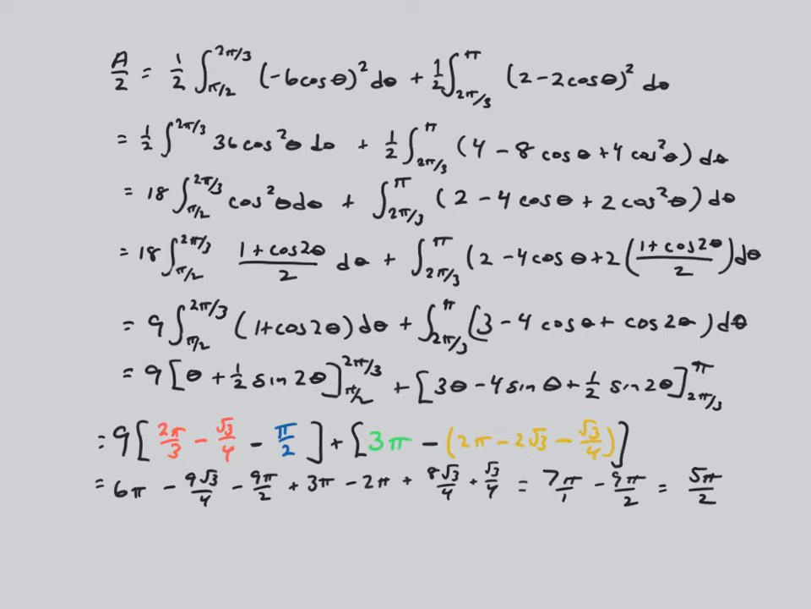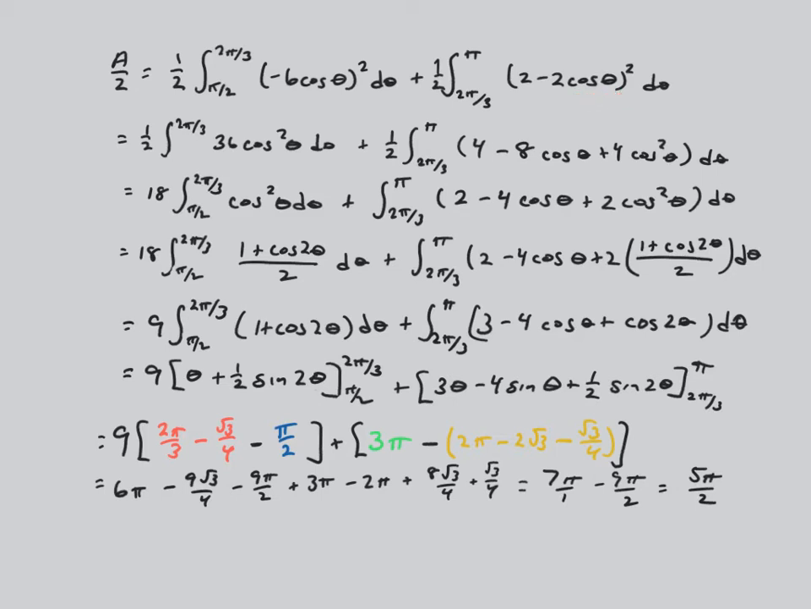So a over 2 in this case is 1/2 times the integral from pi over 2 to 2 pi over 3 of negative 6 cosine of theta squared d theta. And to that we're going to add the area of that sector, which is 1/2 times the integral from 2 pi over 3 to pi of 2 minus 2 cosine theta, that thing squared, d theta.